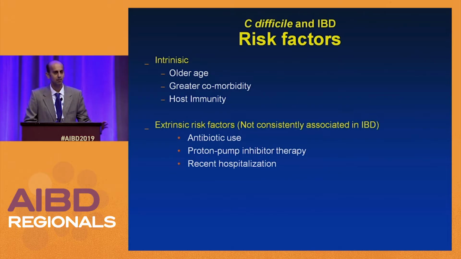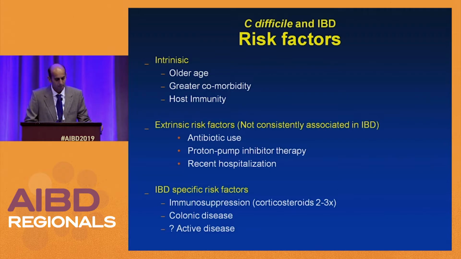So these are general risk factors that are not specific to the IBD population. But in addition, there are some risk factors that are really specific to those with IBD that it's important for all of us to be aware of. So immunosuppression, and particularly use of systemic corticosteroids, has been associated with about a 2 to 3 times increase in risk of C. diff infection.